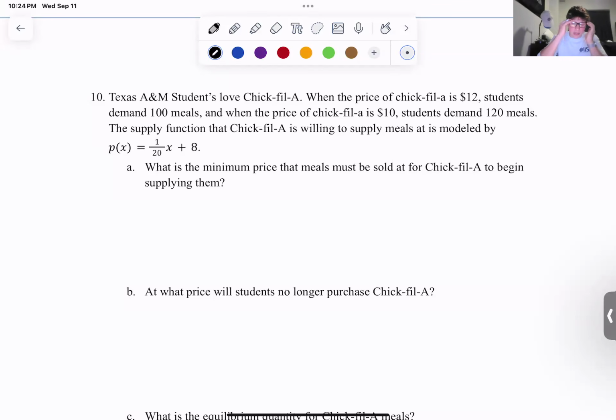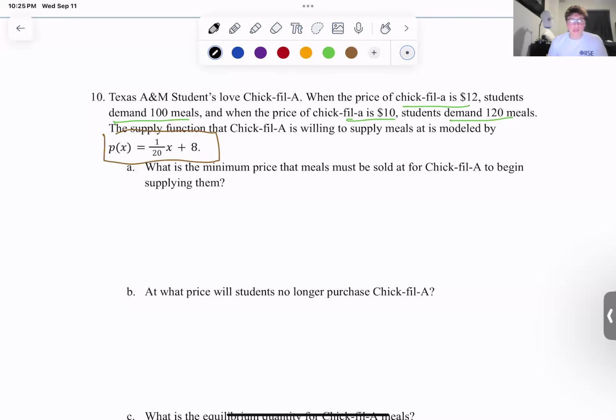Price and demand, supply, equilibrium, all of it. Texas A&M students love Chick-fil-A. When the price of Chick-fil-A is $12, students demand 100 meals. And when the price of Chick-fil-A is $10, students demand 120 meals. The supply function that Chick-fil-A is willing to supply meals at is modeled by 1/20 x plus 8. What is the minimum price that meals must be sold at for Chick-fil-A to begin supplying them?